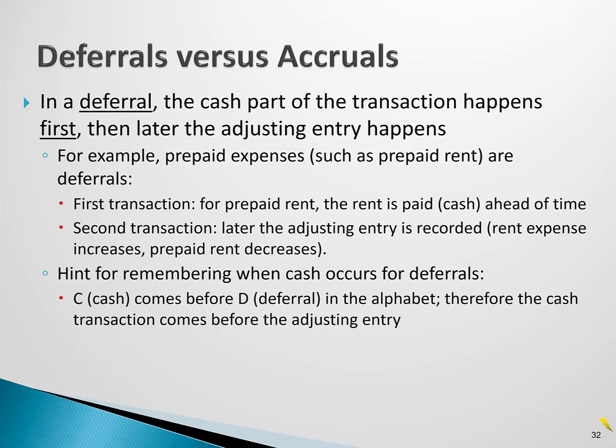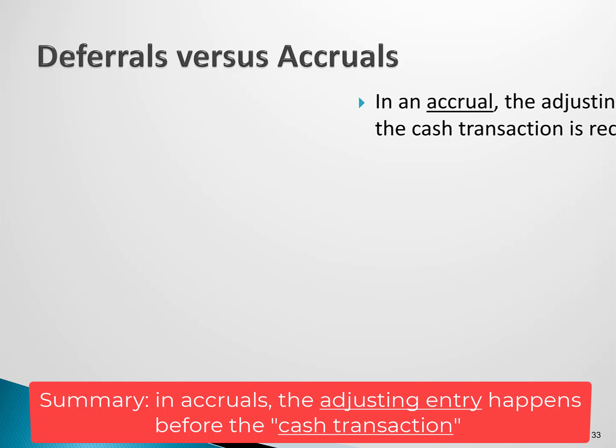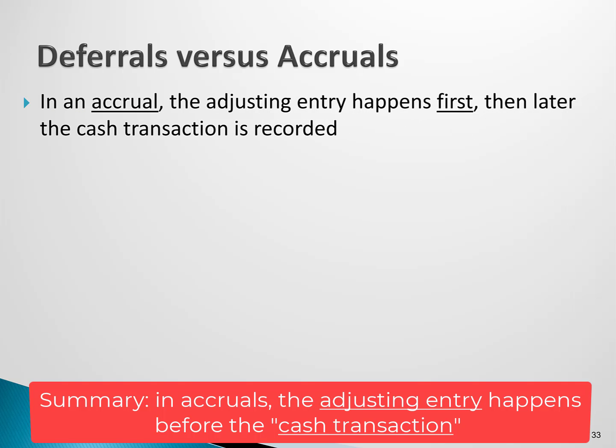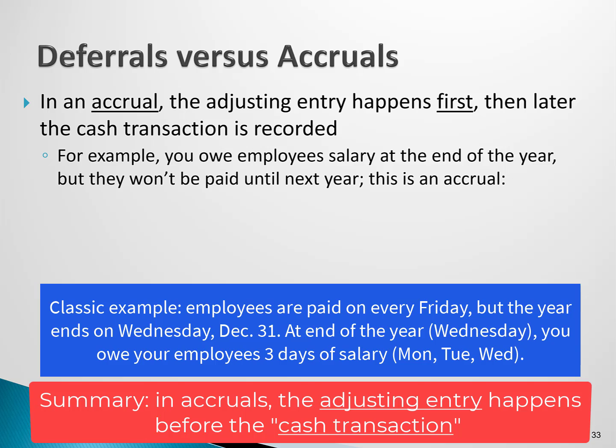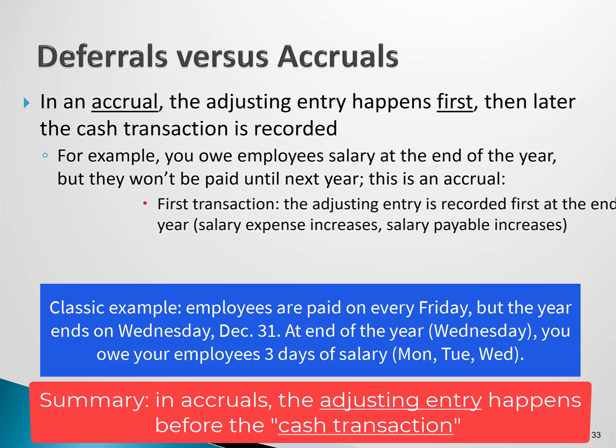Accruals are just the opposite. In an accrual, the adjusting entry happens first, then later the cash transaction is recorded. For example, and we're going to learn about these employee salary adjustments in a couple of videos, you owe employees salary at the end of the year, but they won't be paid until next year. This is an accrual. Why? Because the first transaction is the adjustment.